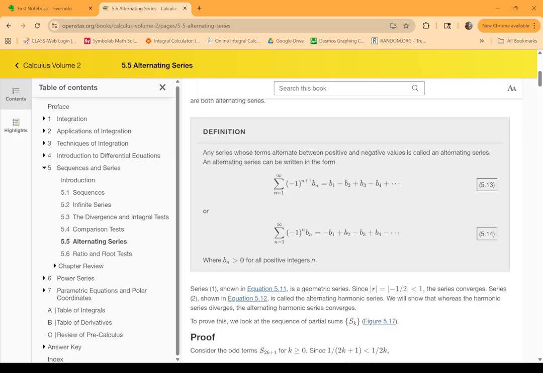This b sub n, these are non-negative, they're positive, they're greater than 0. And the -1 flips it from positive to negative. Now, all the tests that we've done up to this point do not apply to an alternating series. So we need new tests.